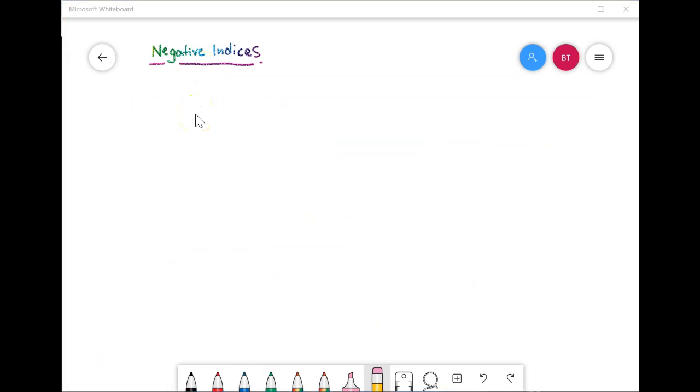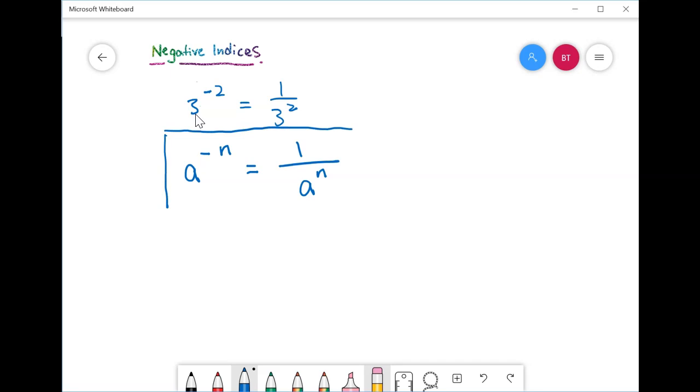So again, what we had just now was simply an observation that, for example, 3 to the power of negative 2 is going to give me 1 over 3 to the power of 2. So if I have a base a and a negative power of n, it is going to give me 1 over a to the power of n. I'm going to say this generalization here, and I'm going to make a few other observations about this.